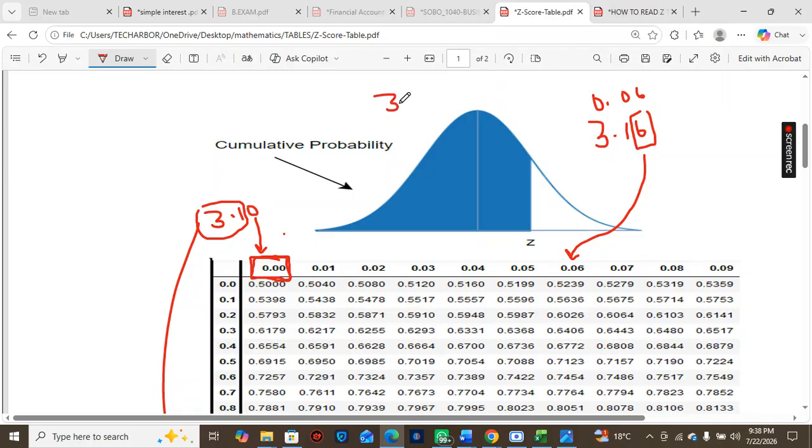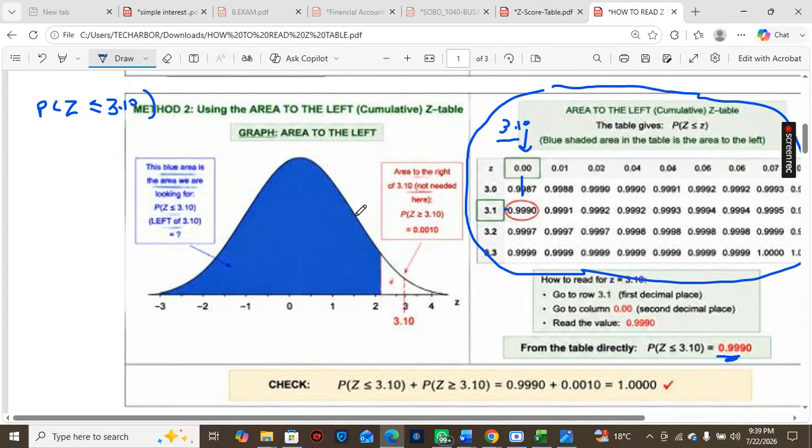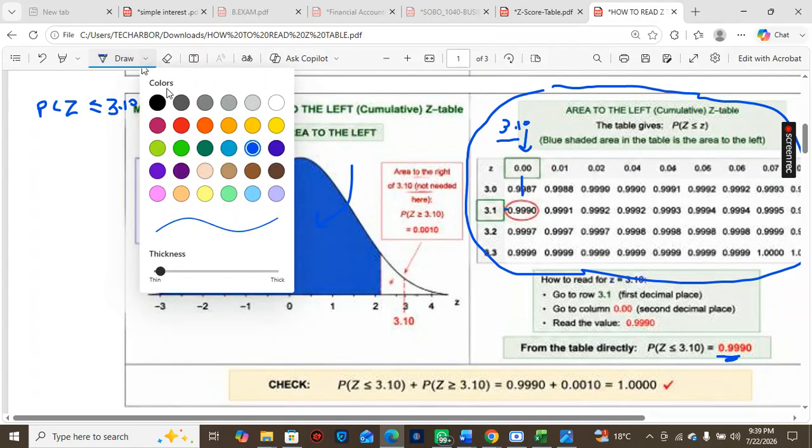If it's 3.14, then you just know that this 4 here is 0.04. Okay, colleagues, whatever value it is, just know the first two digits, you get them in the column. Then the last digit you get from the top row. So this area in blue, colleagues, is the 99.99% that we're talking about here.